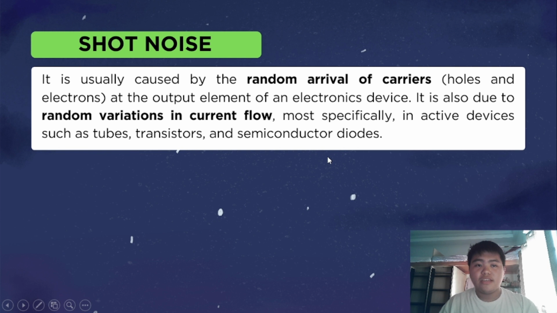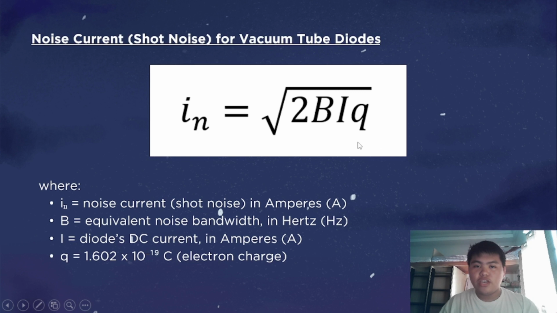The next one is shot noise. It is usually caused by a random arrival of carriers, mainly holes and electrons, at the output element of an electronic device. It is also due to random variation in the current flow, most specifically in active devices such as tubes, transistors, and semiconductor diodes. For shot noise, there is usually a formula, but for this lesson, we will focus mainly on the noise current for vacuum tube diodes.